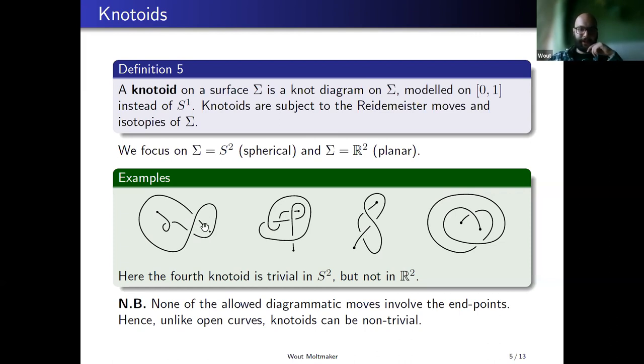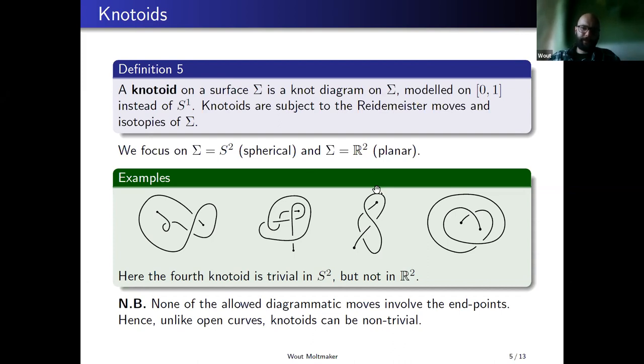Sure. Okay, so let's say I take this endpoint here. I'm not allowed to move it under this crossing. So I'm not allowed to involve the endpoints in any Reidemeister moves, and this ensures that we can get non-trivial knotoids. So already we see that these knotoids cannot be in one-to-one correspondence with open curves, because all open curves are trivial, and not all knotoids are trivial. We will focus on the surfaces, namely the sphere, in which case we say the knotoids are spherical, or the plane, in which case they're planar.